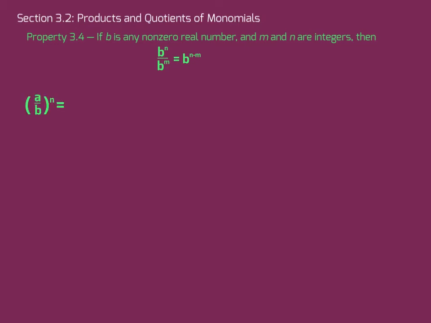Now what do you think would happen if we have a divided by b raised to the power of n? Look back at your property 3.3 in your notes. Using what you learned with that property, predict what you think this equals. Hopefully, you predicted that you could distribute the exponent in. We have a to the power of n divided by b to the power of n. So that is another non-named property of exponents from your textbook.